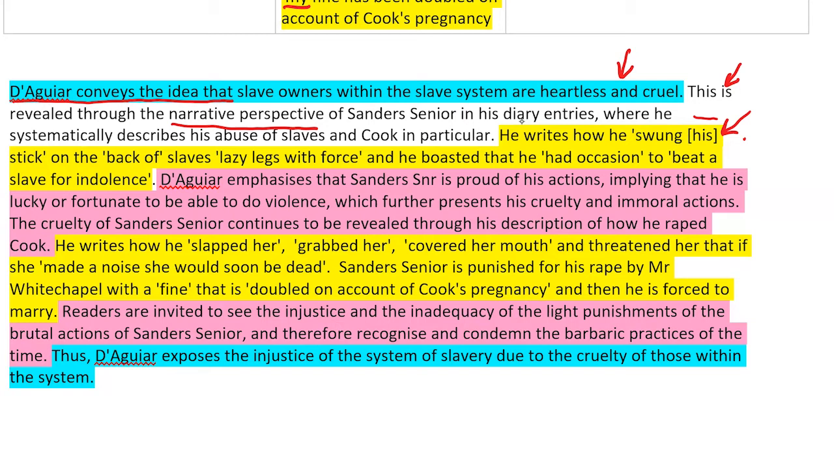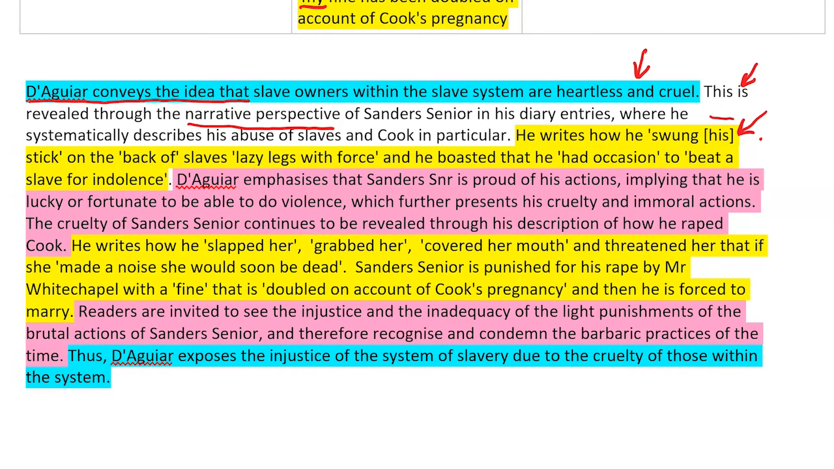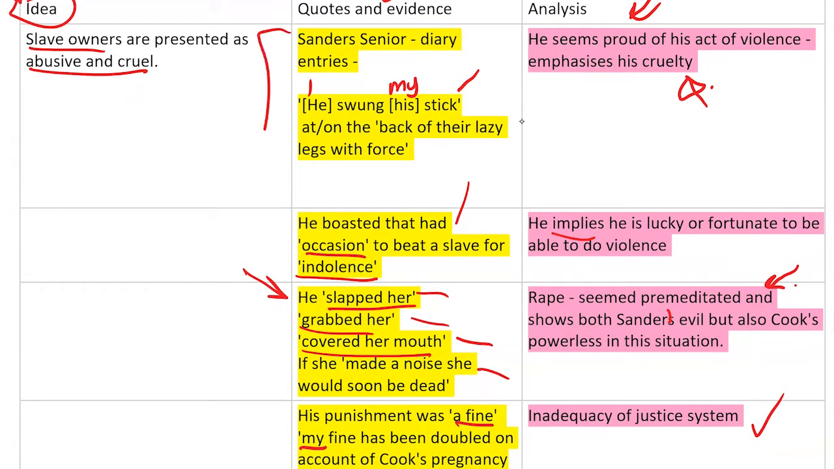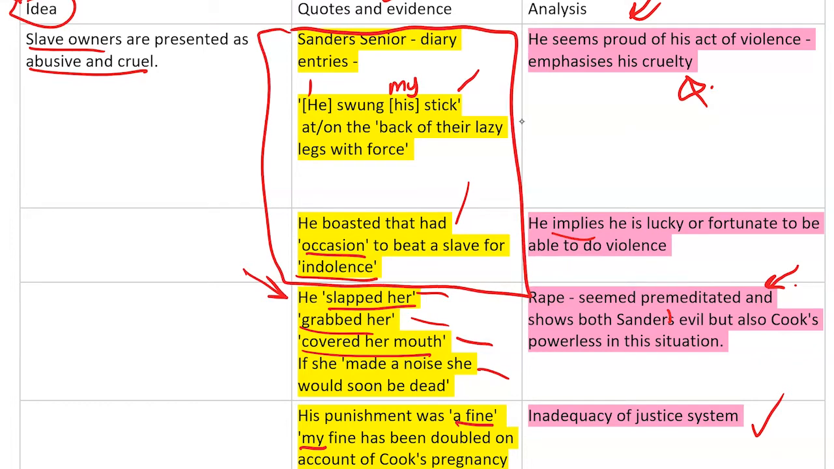Then we go more specific. He writes how he, and here we start to put our quotes in, he swung his stick on the back of slaves' lazy legs with force, and he boasted that he had occasion to beat a slave for indolence. That's actually a full quote there, sorry. So, what's happening here? We've got 1, 2, 3, 4, 5 quotes in one single sentence. So I've combined these two into my first set of evidence, and I'm going to now combine my analysis.